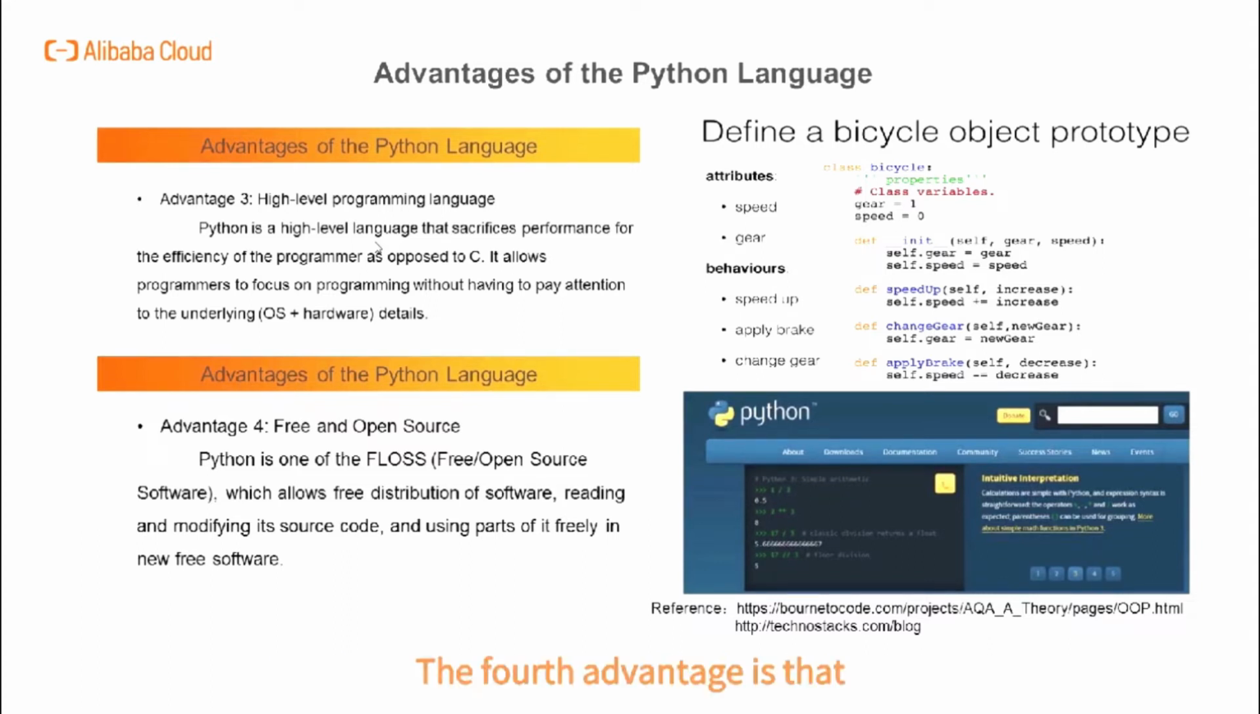The fourth advantage is that the Python language is open source and free. Python is open source software that meets the FLOSS standard. It allows free distribution and archive, reading and modifying the code, and it can be used in part for new free software. The new software system we developed based on the Python language is also free and open source.